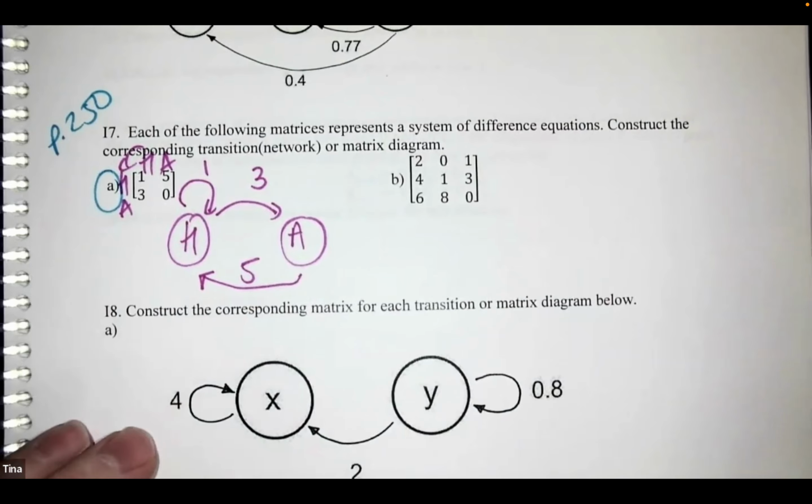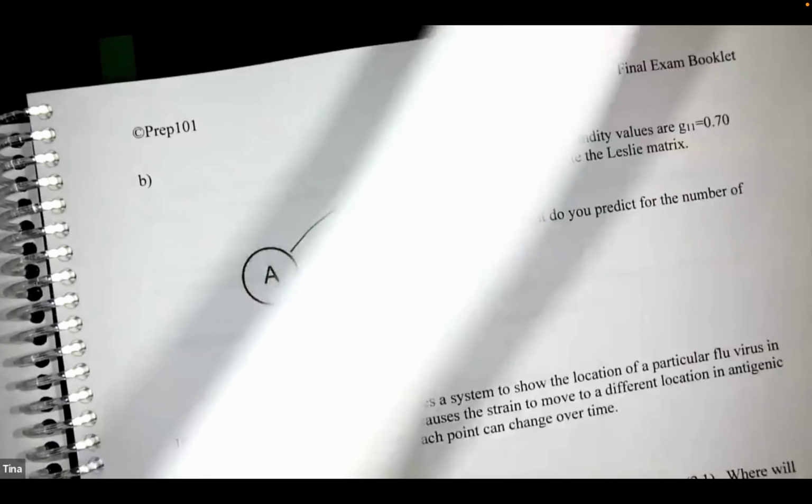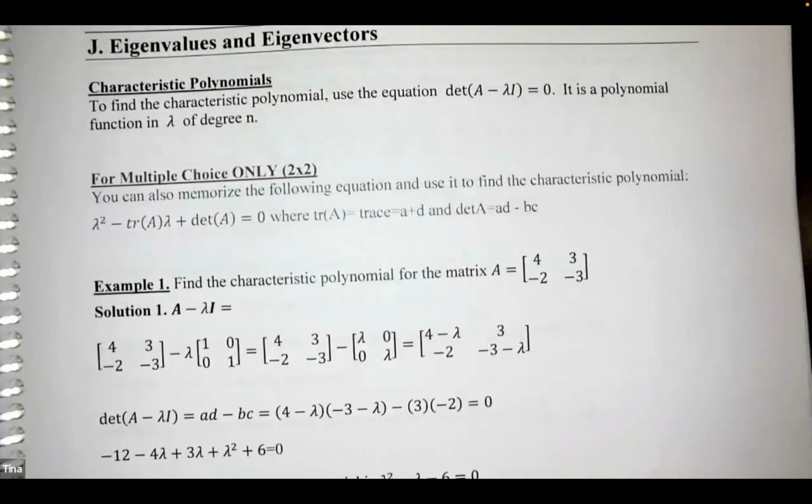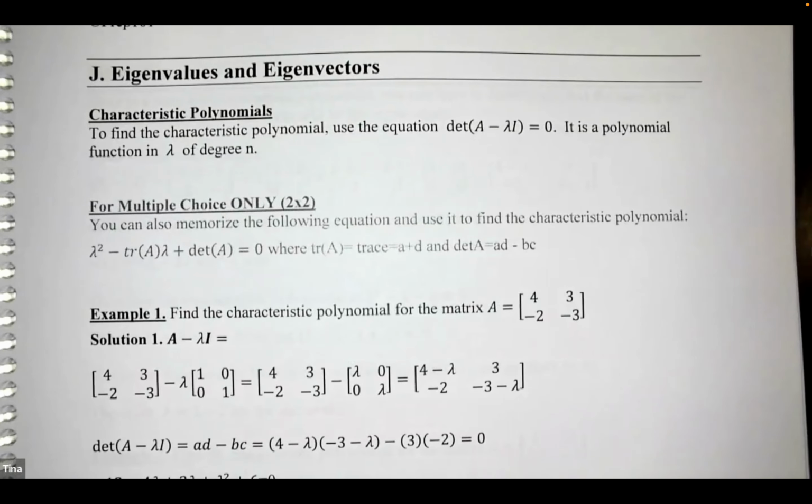Okay, so we're going to move into eigenvalues, eigenvectors, okay? So page 253.